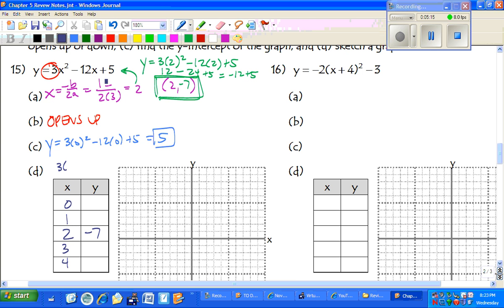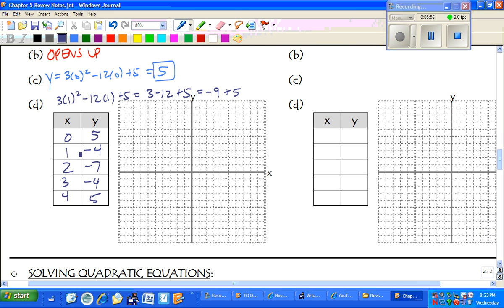If we put 1 into this equation for x, 3 times 1 squared minus 12 times 1 plus 5, we just have to simplify. 1 squared is 1 times 3, we get 3. Minus 12 times 1, just minus 12, plus 5. So negative 9 plus 5, we get negative 4. So that works for both of those. Then, if we put 0 in, that's real easy, and we've actually done it already. If we put 0 in, we end up getting 5 out.